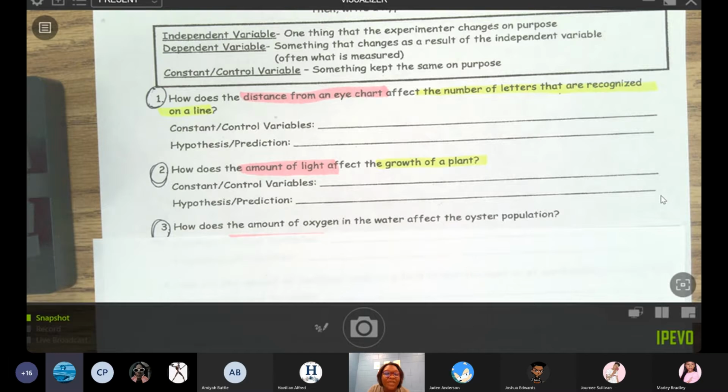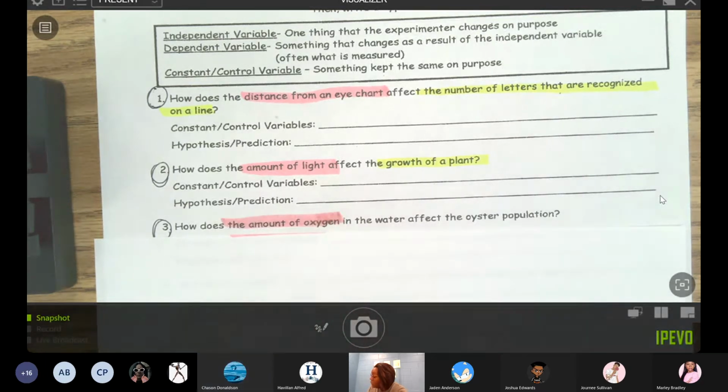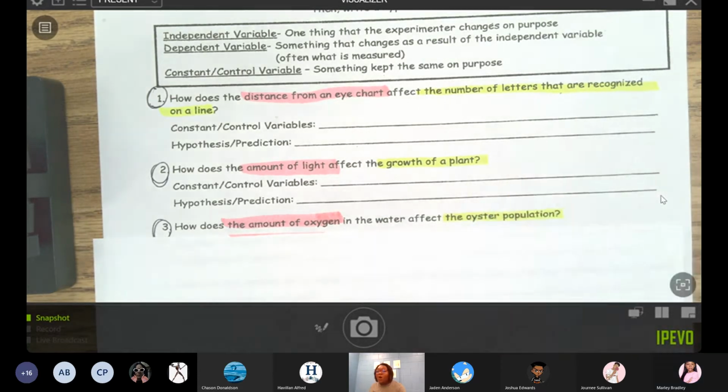The amount of oxygen. The amount of oxygen is going to be my independent variable. And so what's going to change? What's going to be my ending result based on the amount of oxygen? The oyster population. Yeah, the oyster population is either going to increase or decrease.